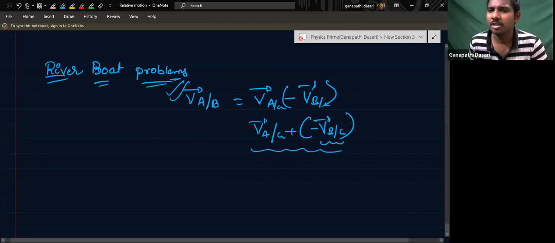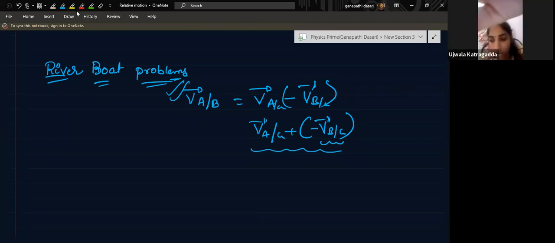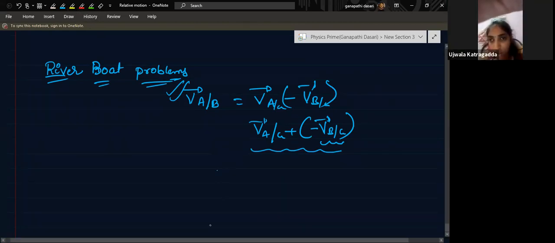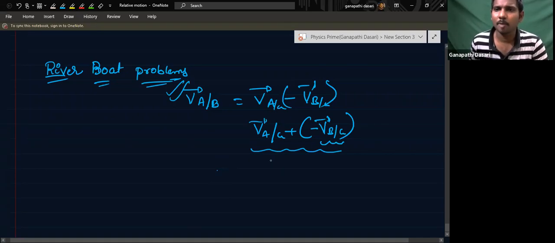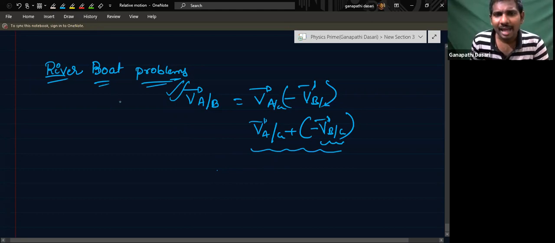And yesterday also we used this technique and solved problems. And for acceleration also, we used the same technique and solved relative motion problems. If you can remember whatever we have learned in the past 2 classes. Yes, sir. I remember. But in riverboat problems, we actually need this thing.